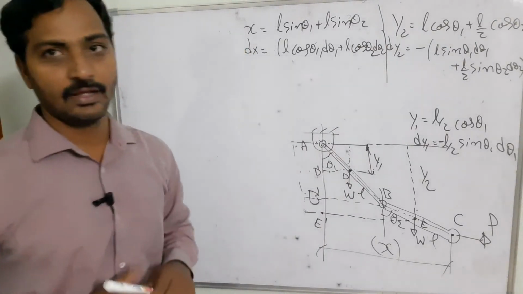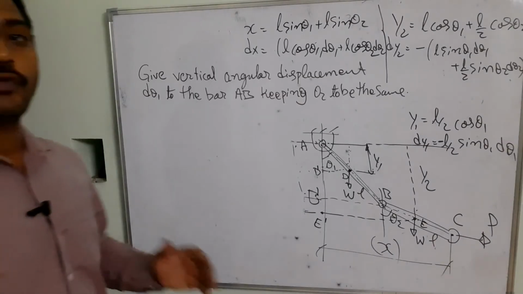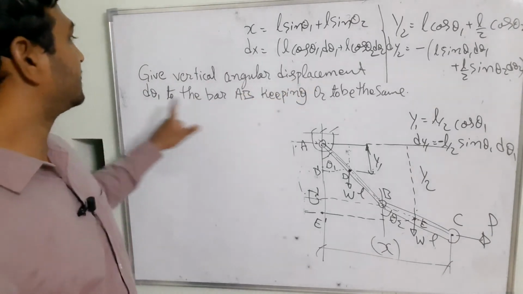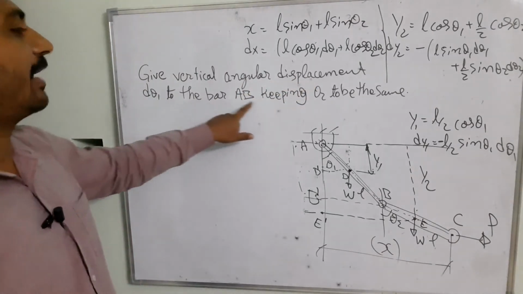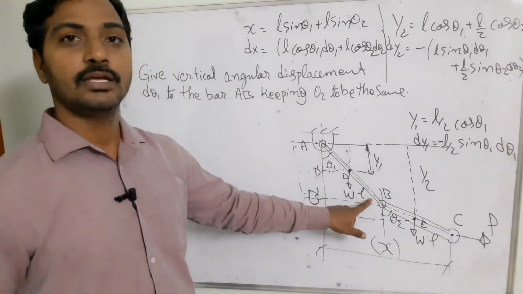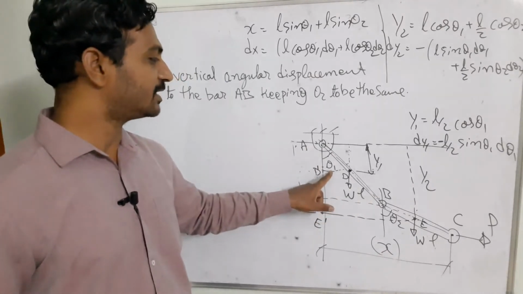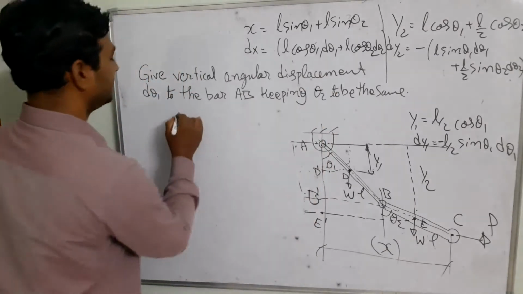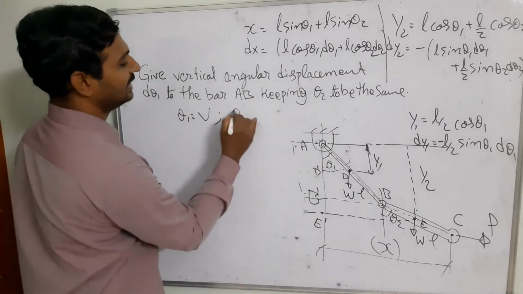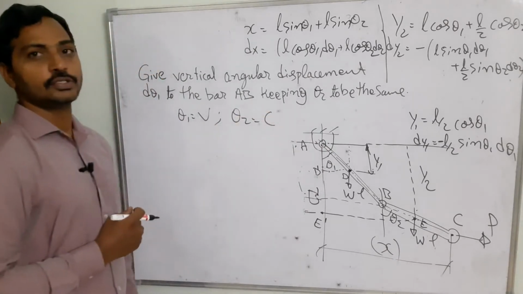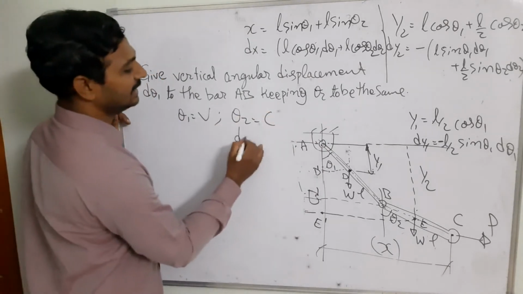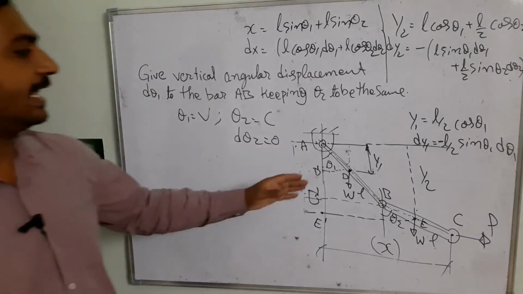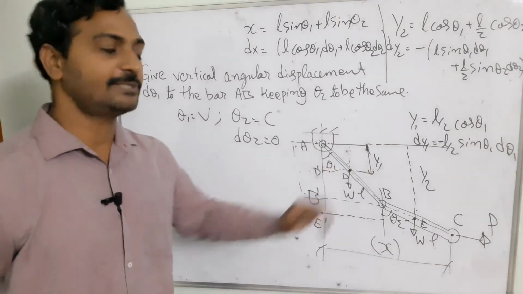In order to find out theta 1 and theta 2, give the angular displacement d theta 1 to the bar AB. So first we are going to give the initial displacement, that means virtual displacement, to theta 1, and keep theta 2 the same. So in this case, theta 1 is going to be the variable and theta 2 we made constant. Once I make it constant here, d theta 2 is going to be 0 automatically.